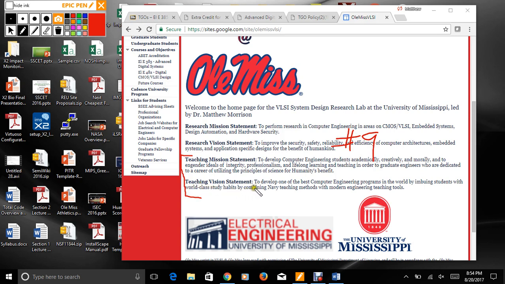My teaching vision statement is to develop one of the best computer engineering programs in the world by imbuing students with world-class study habits by combining Navy teaching methods, here's your TGOs, with modern engineering tools. So this is where ILS. So that's the answer to number 9.